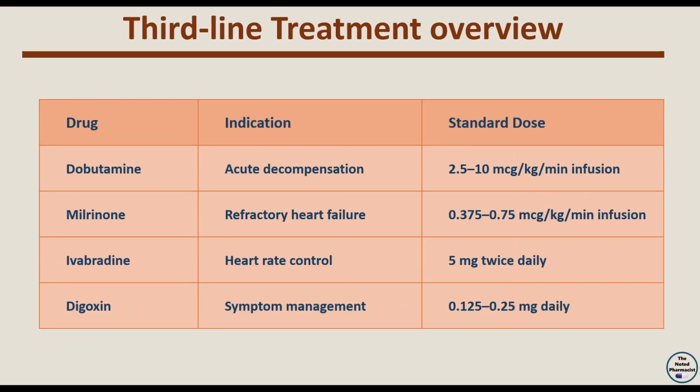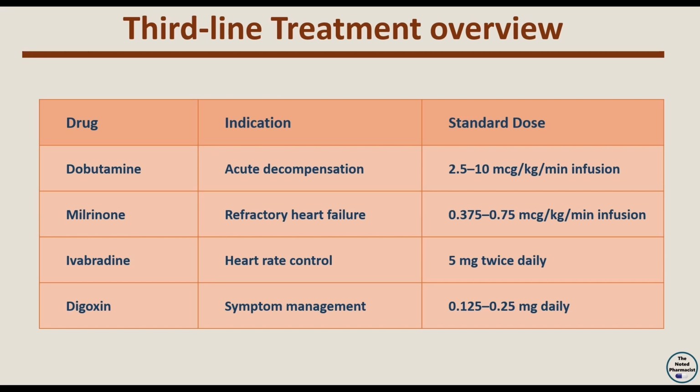Third-line treatments for heart failure may involve inotropes like dobutamine or milrinone, or ivabradine for heart rate control in refractory cases unresponsive to standard therapies. The table presented here is a concise overview of such third-line treatments for heart failure. Individualizing therapy based on patient-specific factors, including comorbidities and response to prior treatments, is crucial for improving symptom management and clinical outcomes.